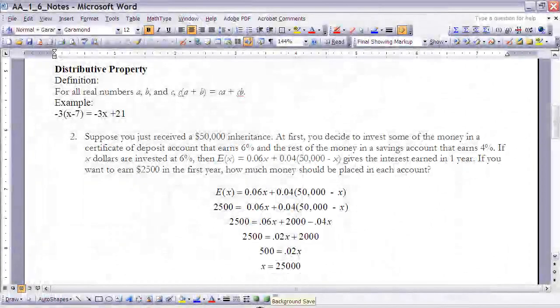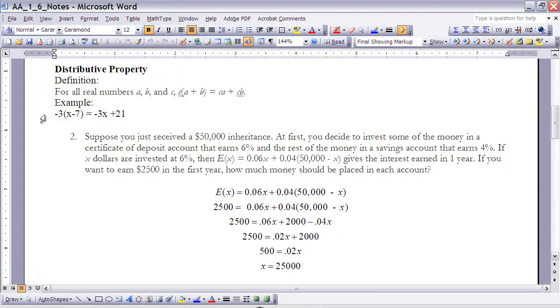Another review topic from Algebra 1 is the idea of the distributive property. By definition, the distributive property just says for all real numbers a, b, and c, if I take c times the quantity a plus b in parentheses, then that's the same as c times a plus c times b. We distribute the c to all of the values that are being added or subtracted inside of parentheses. That's what the distributive property tells us.